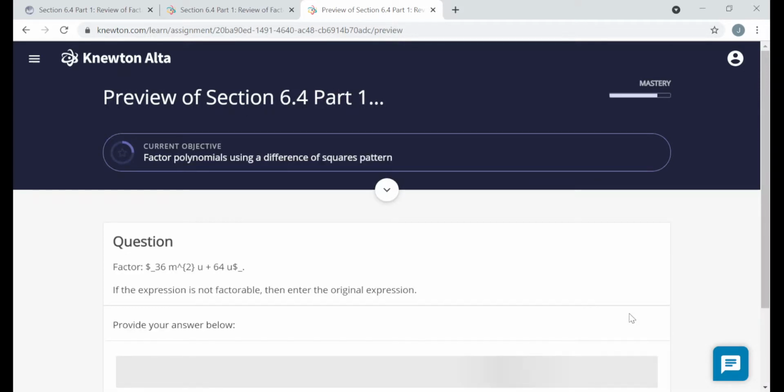It's a difference of squares, right? Difference of squares pattern. So again, they're saying at the bottom there, if the expression is not factorable, just write the original expression, right? Because it'll be prime. You can't factor it any further. All right, so again, I'll write this out and we'll take a look at it.